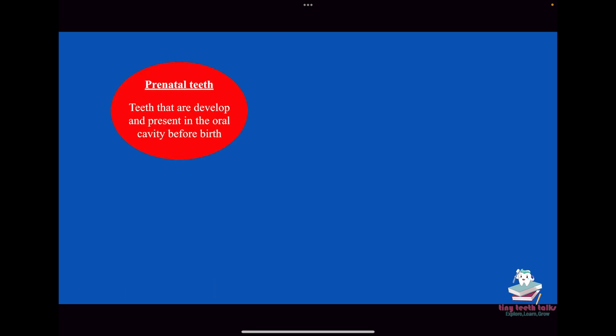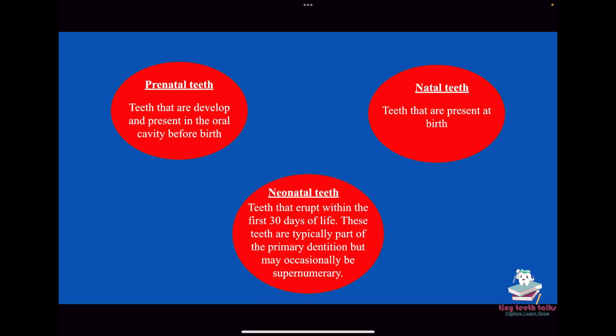Prenatal teeth: teeth that are developed and present in the oral cavity before birth are known as prenatal teeth. Natal teeth: teeth that are present at birth. And neonatal teeth: teeth that erupt within the first 30 days of life. These teeth are typically part of the primary dentition but may occasionally be supernumerary.